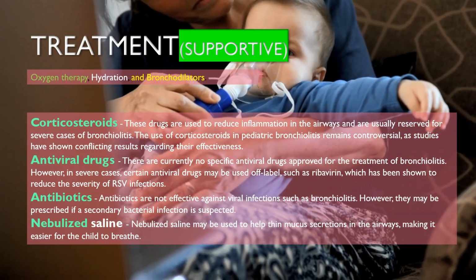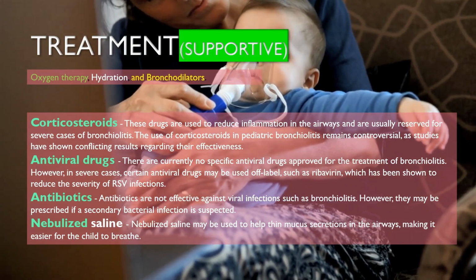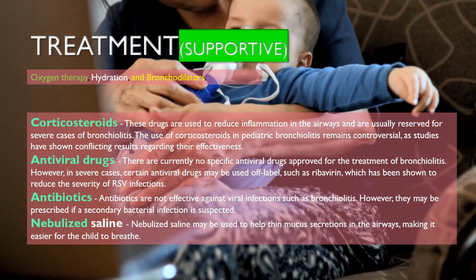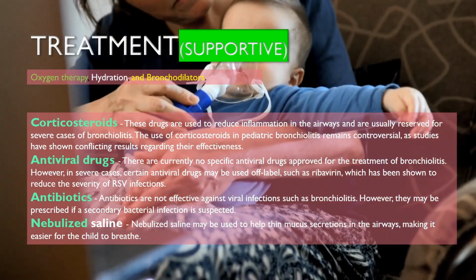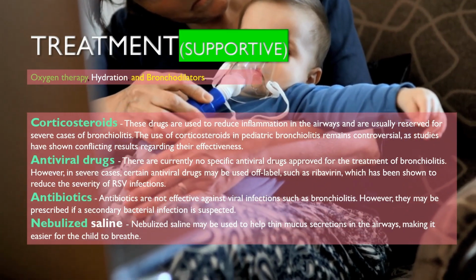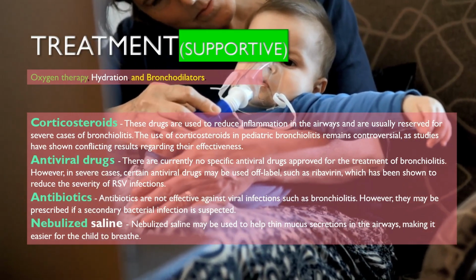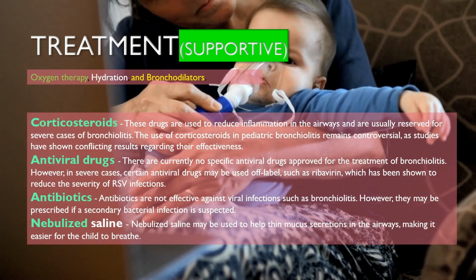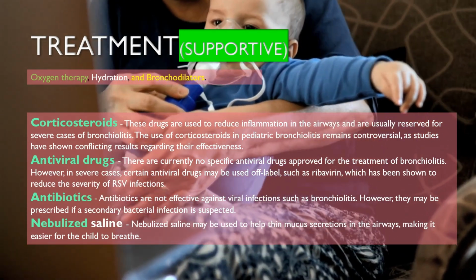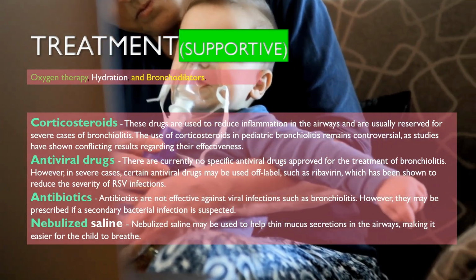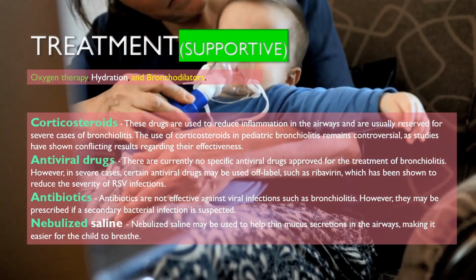3. Antibiotics. Antibiotics are not effective against viral infections such as bronchiolitis. However, they may be prescribed if a secondary bacterial infection is suspected. 4. Nebulized saline. Nebulized saline may be used to help thin mucus secretions in the airways, making it easier for the child to breathe.